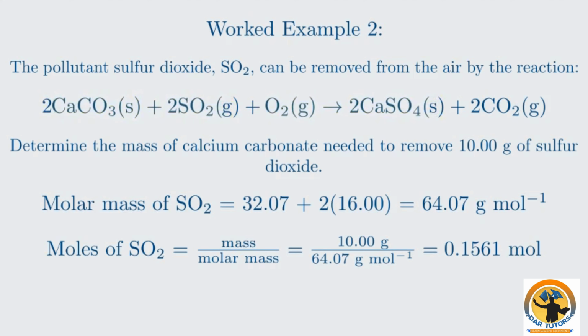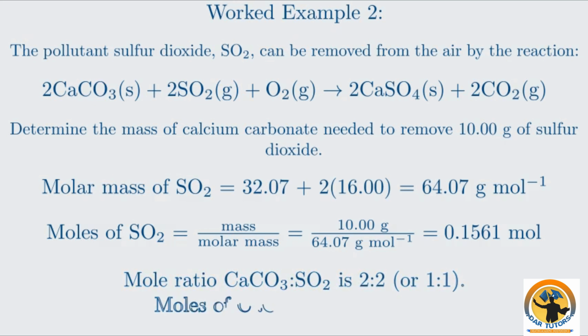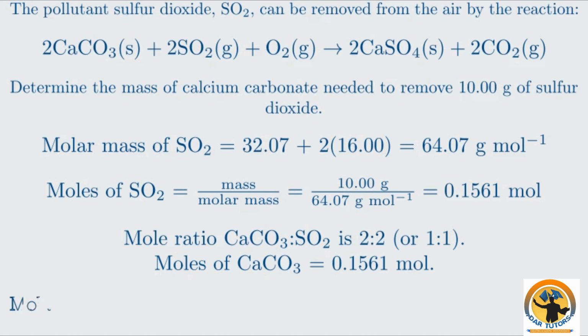This is a 1-to-1 ratio. Therefore, if we need to remove 0.561 moles of SO2, we must use 0.561 moles of CaCO3. The final step is to convert moles of CaCO3 to mass.